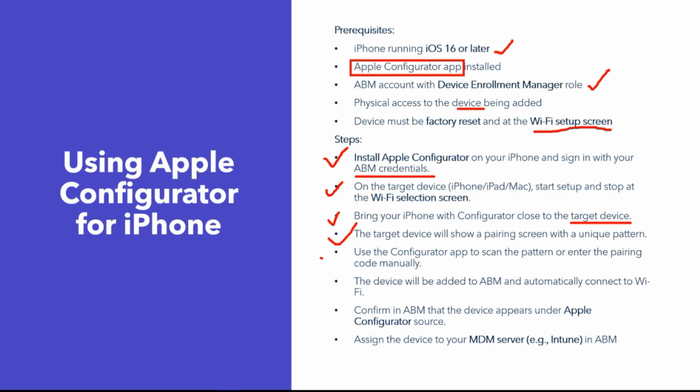Okay, and with this Configurator app, it will do the pairing and it will add the code. You just need to scan it. Okay, the rest of the things will be taken automatically by Apple Configurator itself. Then the device will be added to ABM and automatically it will connect to Wi-Fi. Then we need to confirm in the ABM that the device appears under the Apple Configurator source, and then we can assign the device through the MDM server. Okay, so this is what this step is.